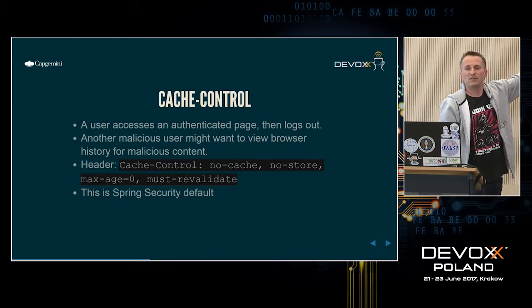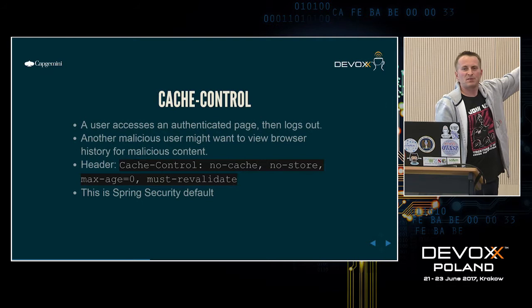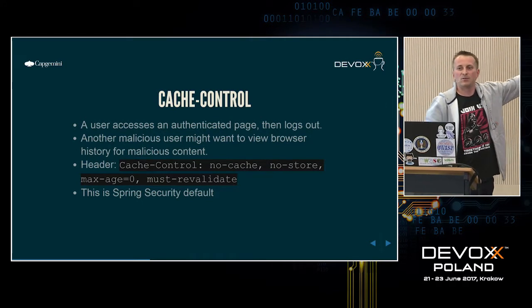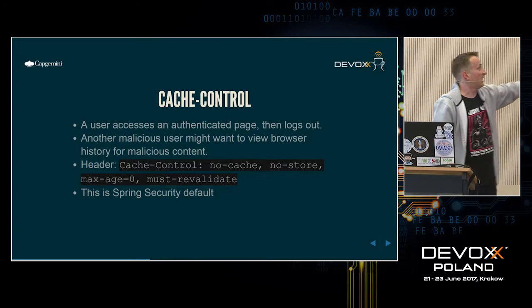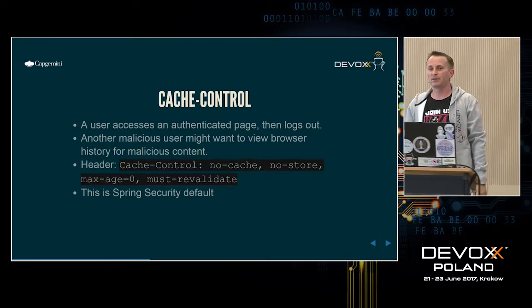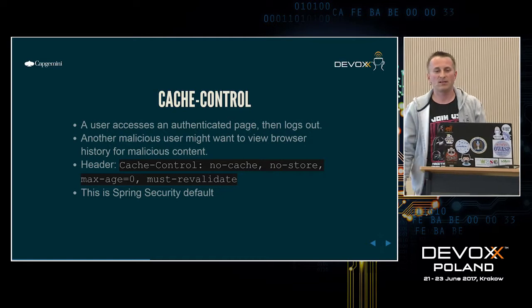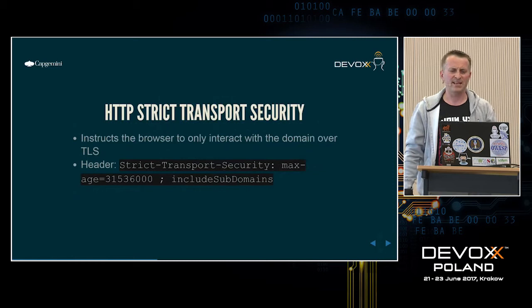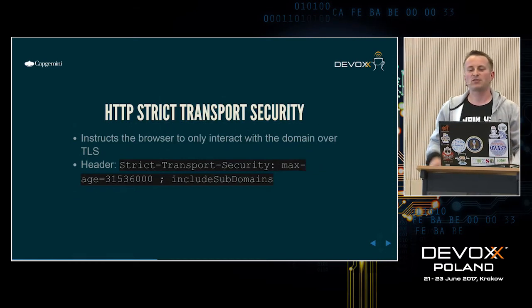If it's JavaScript, if it's pictures, publicly available data, it's okay to turn the cache on, then turn it off. And the good thing is it's Spring Security default. So if you're using Spring Security and the default header configuration, you will be safe at this point. Next header, HTTP strict transport security.